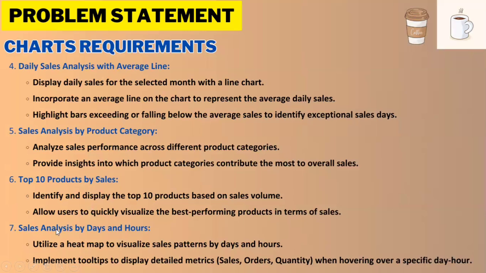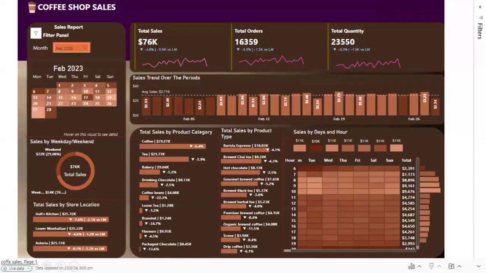Then we have another one called sales analysis by days and hours. For this, what we have done is we have utilized a heat map to visualize the pattern by the days and hours. And we have implemented a tooltip in this heat map also to display the detailed matrix of sales, order, and quantity when we hover our mouse to a specified day or hour in this chart.